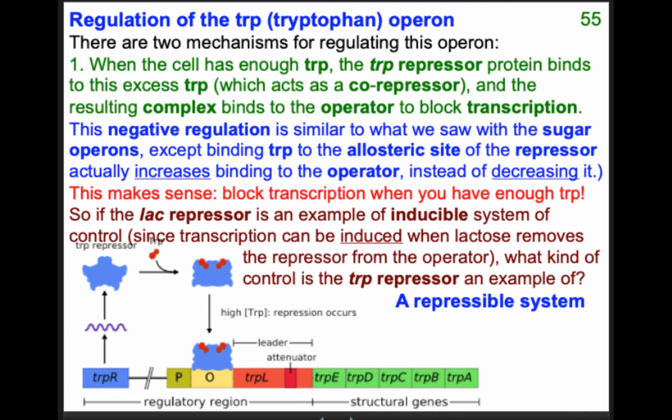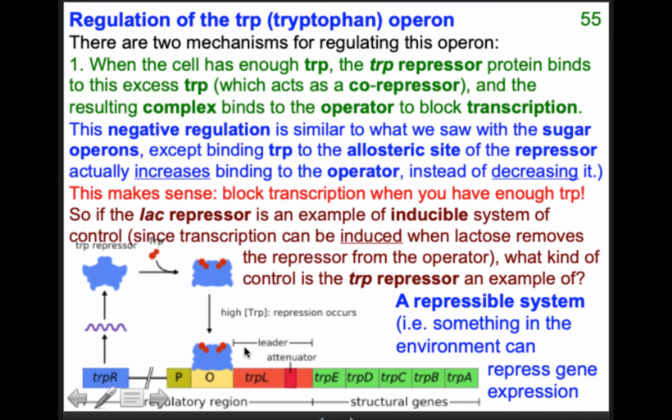All right, welcome back. So the answer to that question is a repressible system. Okay, so in terms of looking at this TRP repressor protein, when you add the effector molecule, the thing that's bound to the allosteric site, the site that doesn't bind to DNA, the result is that you repress gene expression further. All right, so lactose induces lac operon expression by binding to that repressor protein, whereas tryptophan represses trp operon expression when it binds to the TRP repressor protein.